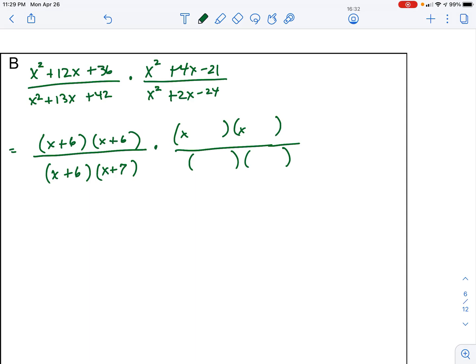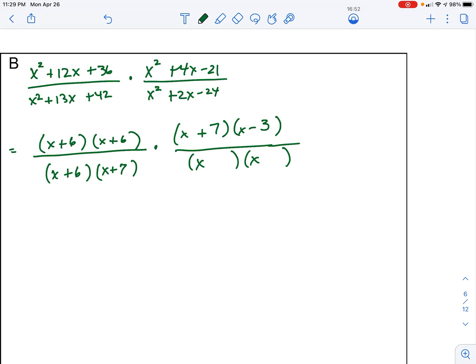All right, numerator, x and x. What am I going to need here? 7 and 3, plus and minus, right? If I multiply those, I'm going to get that negative 21 right here. And when I add those, I'm going to get this positive 4. And that's the ticket, okay? Let's look at the bottom.